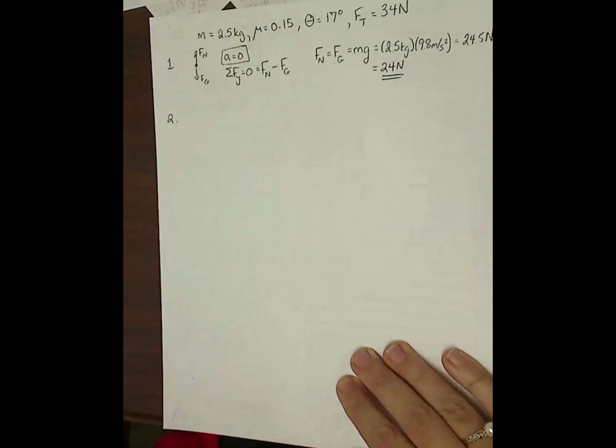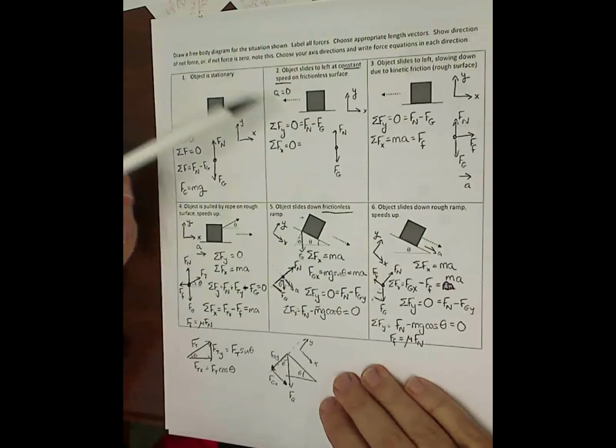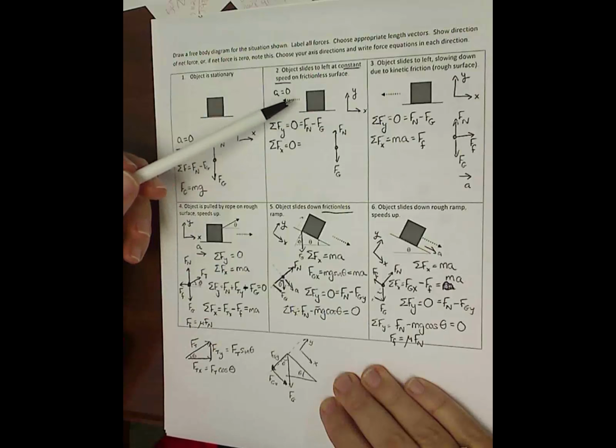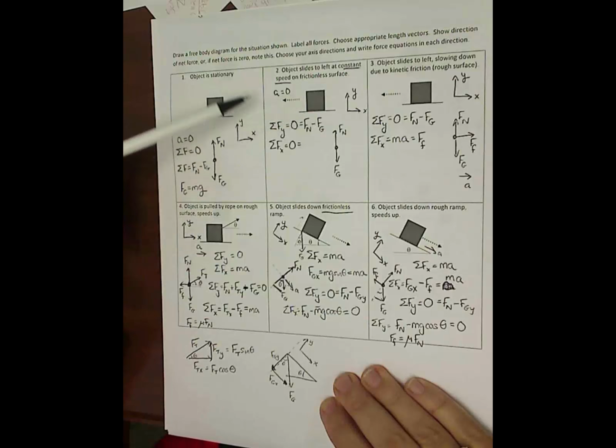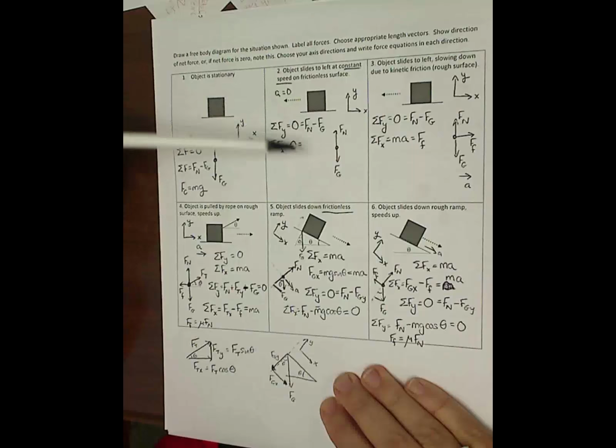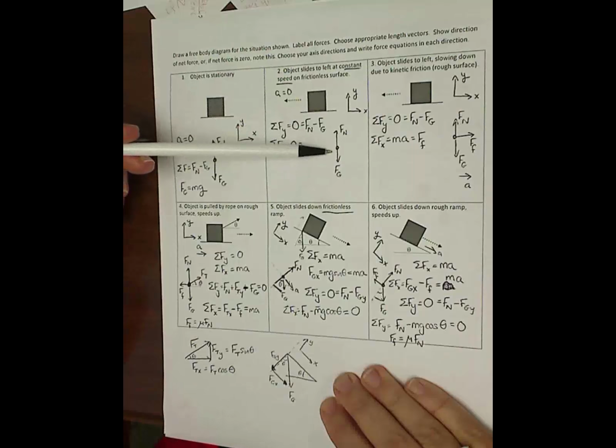Okay, on to the next example. What was the next example? Now the next example was that we had the object sliding to the left at a constant speed on a frictionless surface. So again, we want to find all the forces and we want to find the accelerations. And again, remind ourselves what the situation was. It's moving at a constant speed, so the acceleration is 0. And the diagram is exactly the same as what we had before.